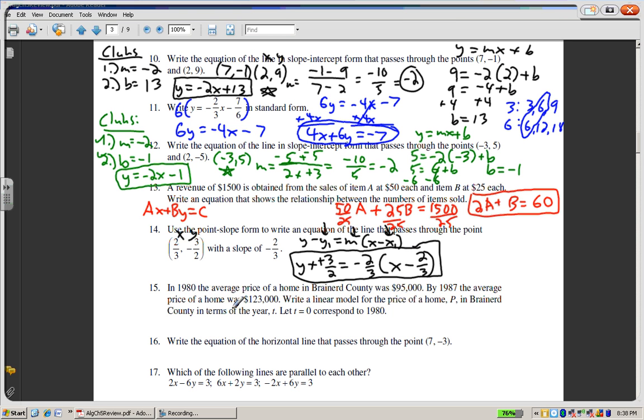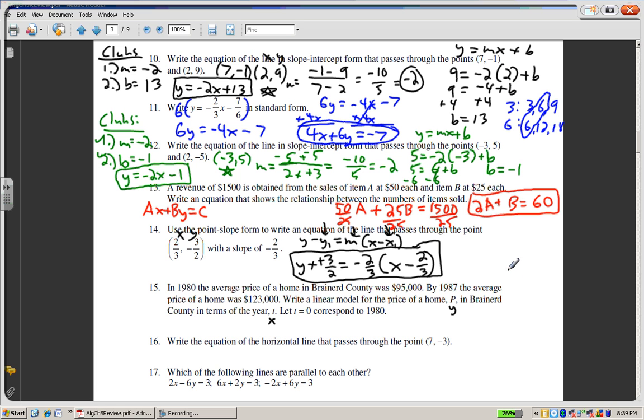All right, number 15. In 1980, the average price of a home in Brainerd County was $95,000. By 1987, the price was $123,000. Write a linear model for the price of a home P in terms of the year T. Now remember, they usually give you what you would normally think of as the Y variable first. Then they give you what is traditionally the X variable. So we have Y, then X.